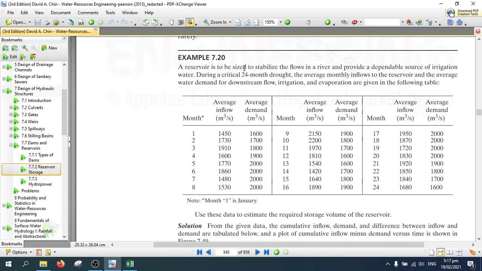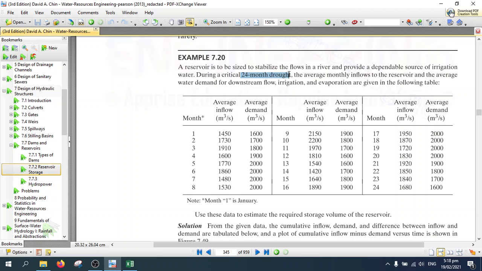And you're basically given a 24-month data, all right? And what they did here, in order to zoom in on the most critical or the worst case scenario that the dam may experience in its lifetime, is they looked for a 24-month drought record, all right? And this will be the basis of our active storage capacity, all right?